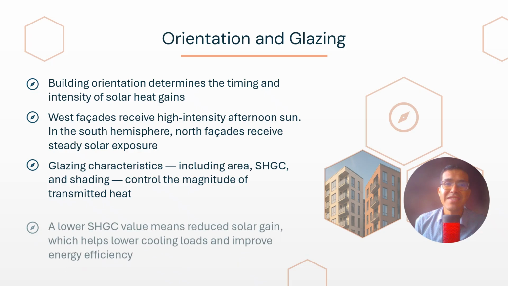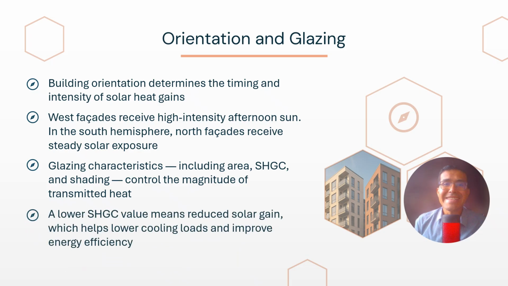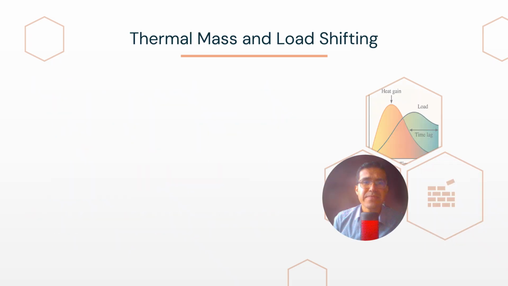We use solar heat gain coefficients, or SHGC, to describe how much solar radiation is transmitted through a window. A lower SHGC value means less solar gain. These decisions affect both peak cooling loads and energy efficiency.